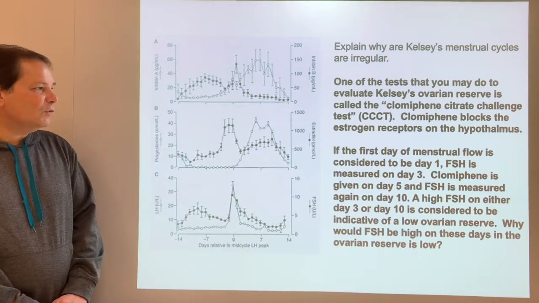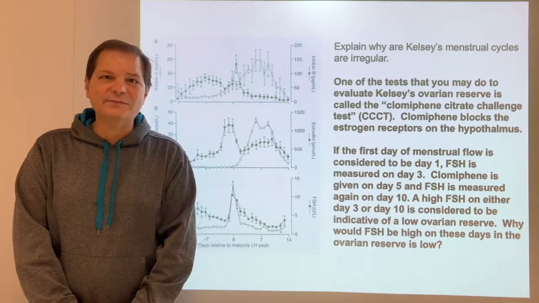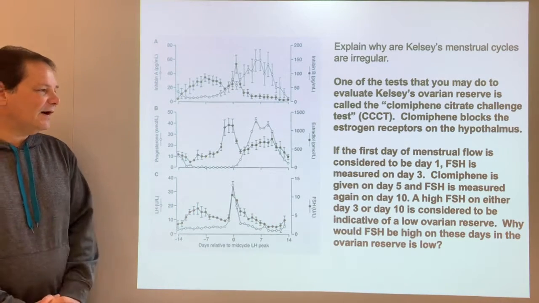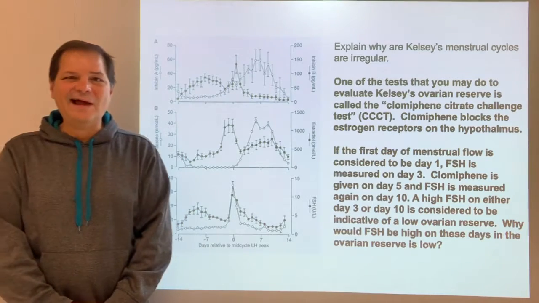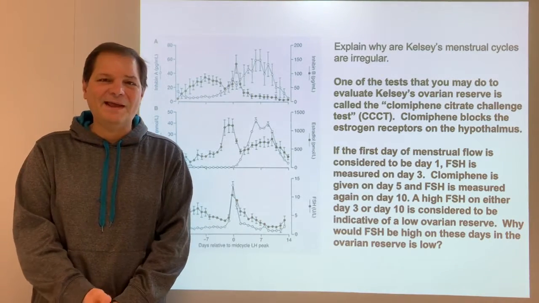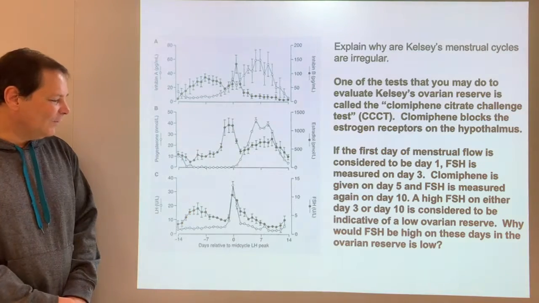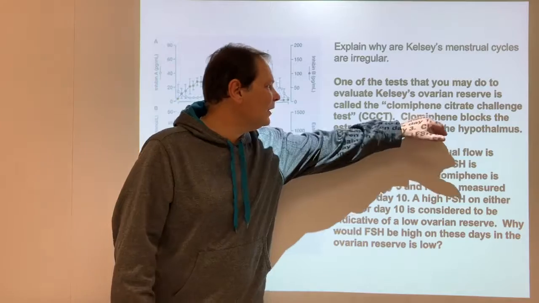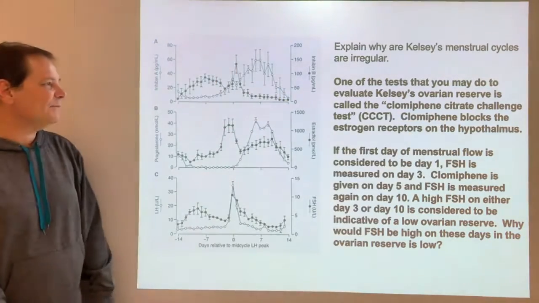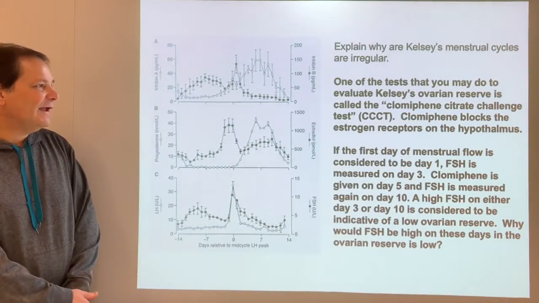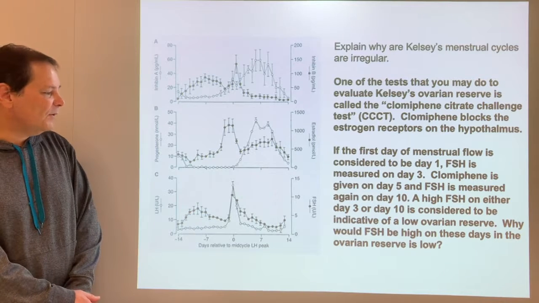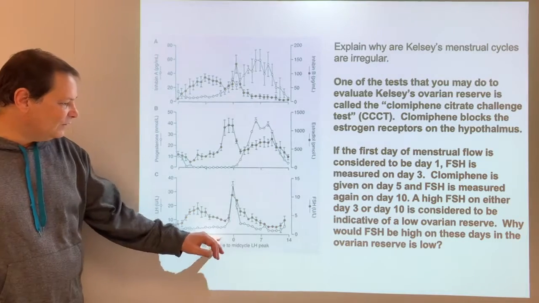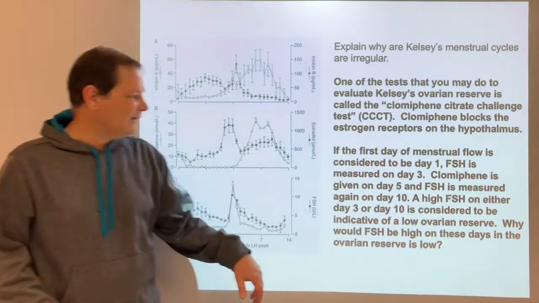Another thing that they do, insurance companies like to see you do this, that's my understanding, because if the patient fails the test, that's one reason for them not to pay. I'll get to that in a moment. So this is, you administer clomiphene, which is a drug that blocks the negative feedback of estrogen upon the hypothalamus. You do that at about day 5, and then you look at the FSH levels at about day 10.